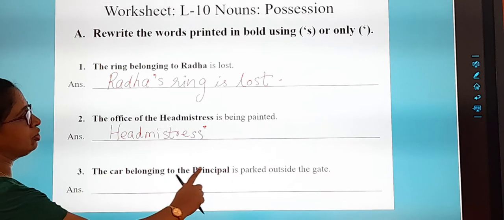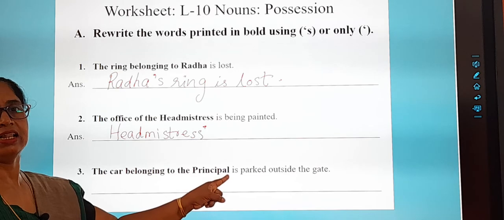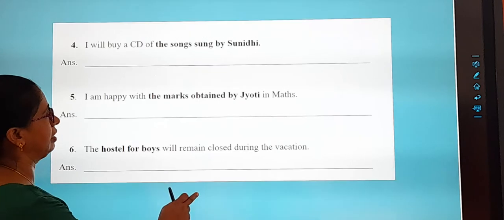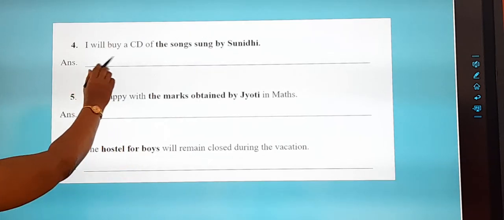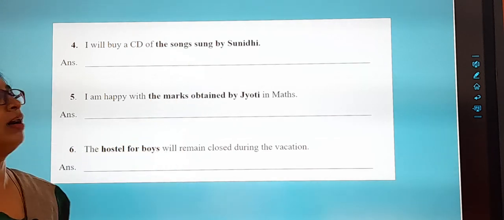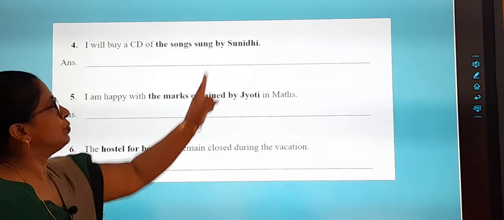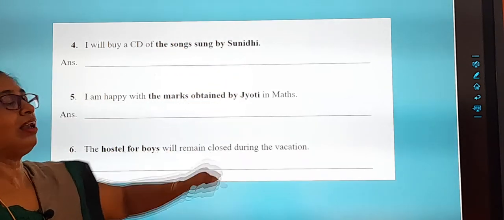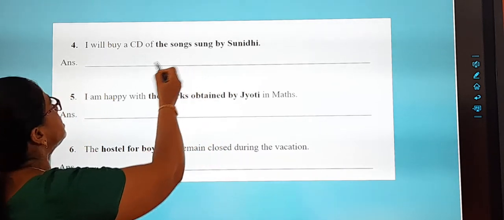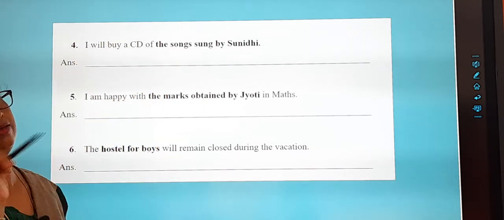The car belonging to the principal. Whose car? Principal. Last letter L. So, apostrophe S. Principal's car is parked outside the gate. Next one. I will buy a CD of the song sung by Sunidhi. So, whose songs? Sunidhi's songs. Sunidhi, the last letter is I, so you have to put apostrophe S. Sunidhi's songs. I will buy a CD of Sunidhi's songs.